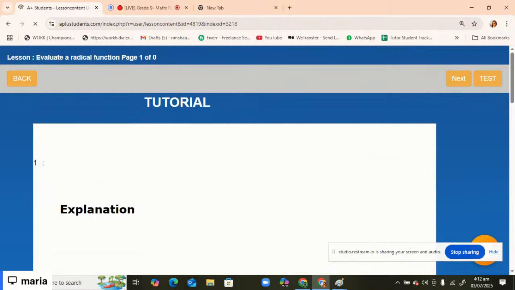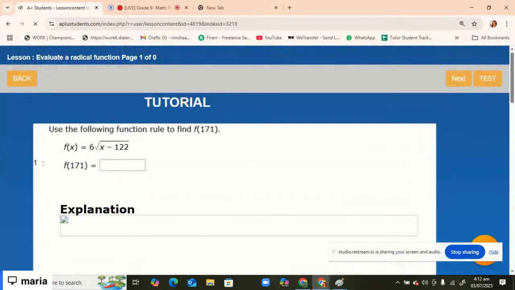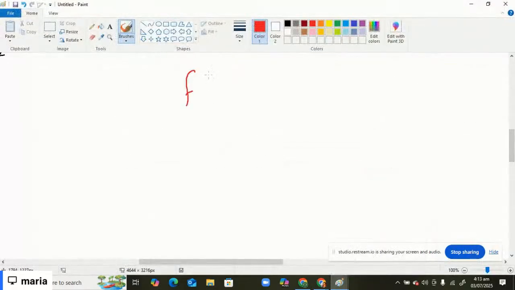Now let's discuss the next lesson, which is evaluating a radical function. So how can we solve this radical function? Use the following function rule to find f of 171. Any number which is given in this way, f of 2, means that this is the value of x because this is f of x. So what is x here? That is 2. Understand? The value inside is the value of x.